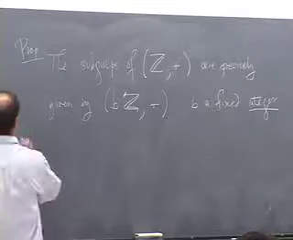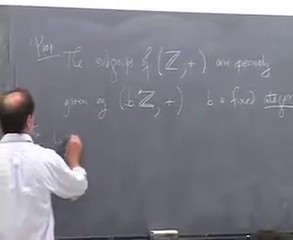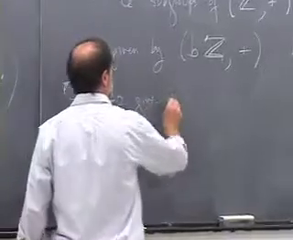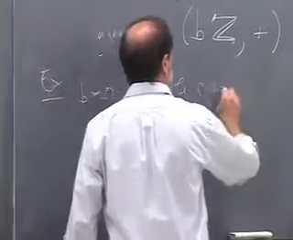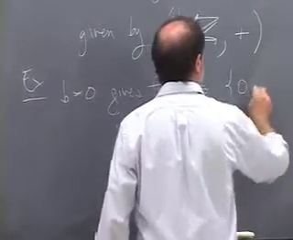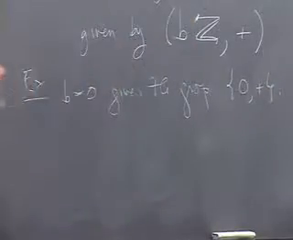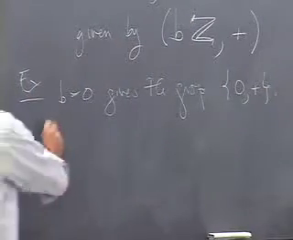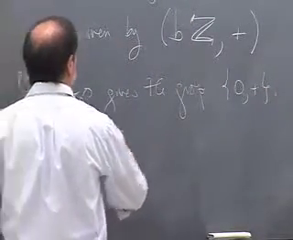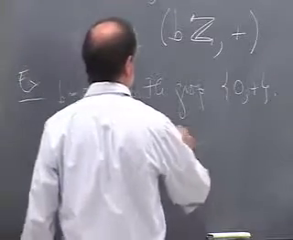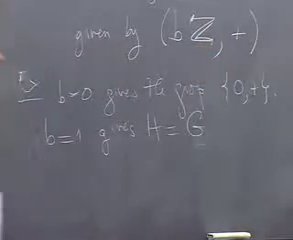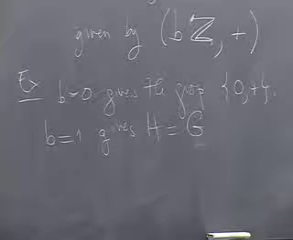Good. B equals 0 gives the group 0 under addition, which is just the one element group. And B equal 1 gives H equal G, because you just take multiples of 1. But the others are non-trivial subgroups: even integers, integers divisible by 3, integers divisible by 17, integers divisible by 21.